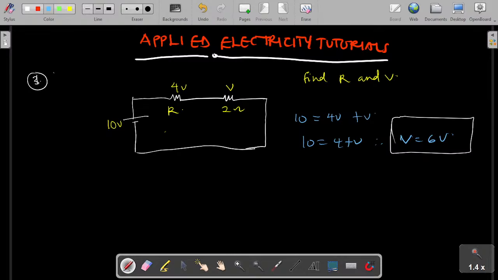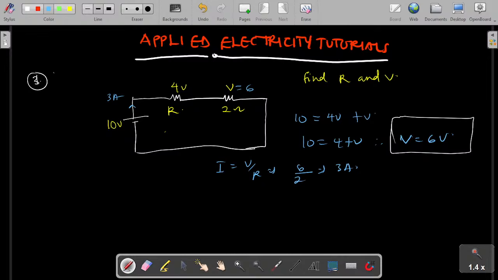As simple as that. I have my V equal to 6. Therefore, I is equal to V over R, right? Therefore, I have 6 over my R, which is 2, giving me 3 amps as the current. If the current coming from here is 3 amperes, the same current will flow through this.